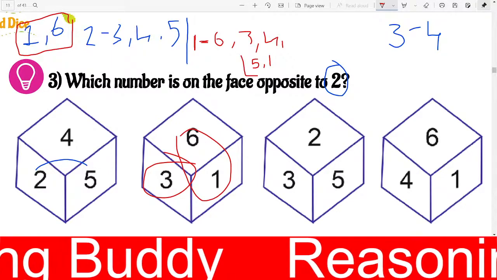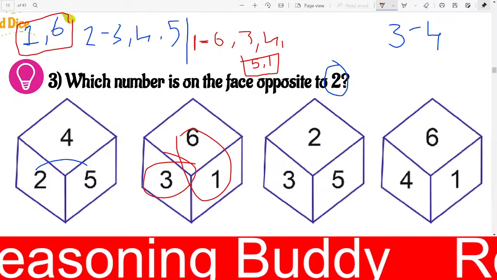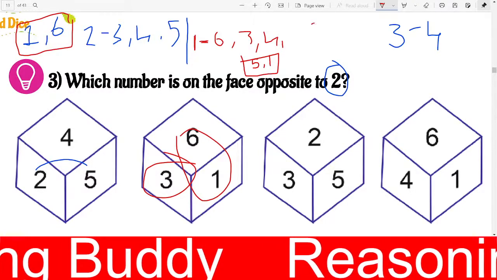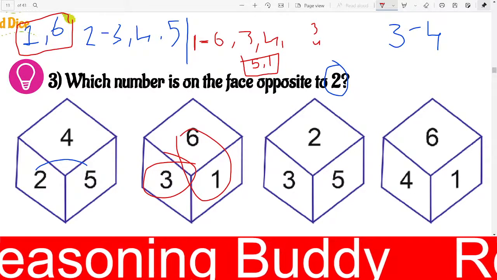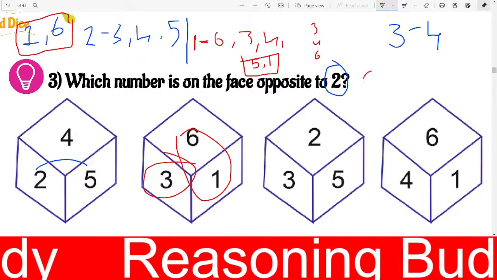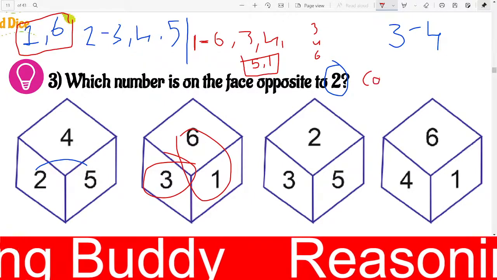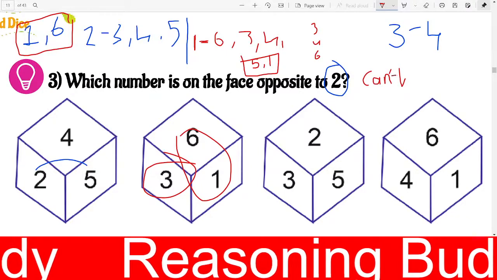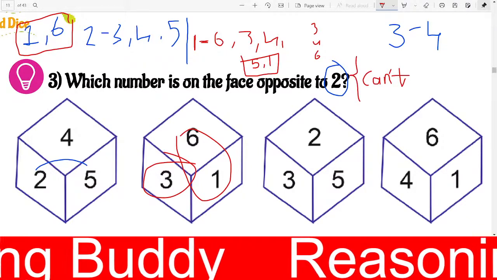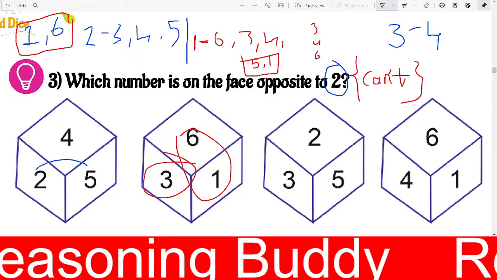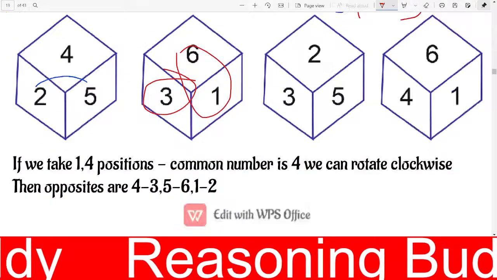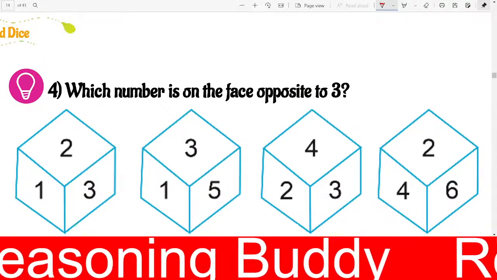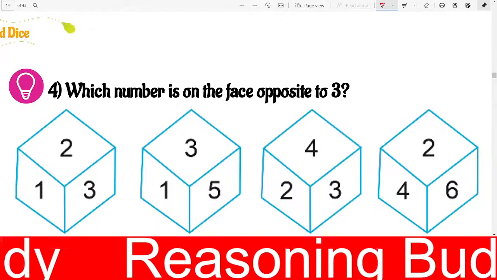So in exams they give options like 3, 4 or 6. In the last option they will give can't be determined, so can't say or data inadequate. So this type of option you can go for if you got two options. Okay, right. So next question. Find the opposite face to 3. So here you can see 3.